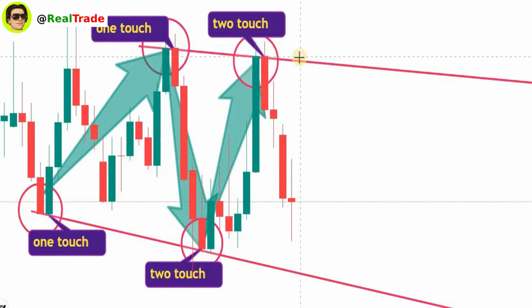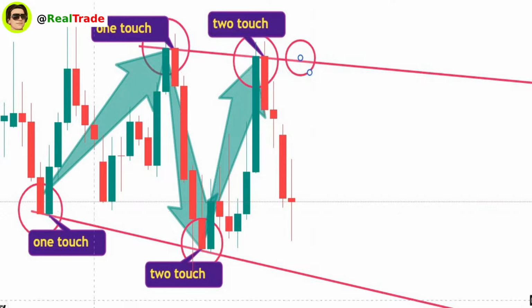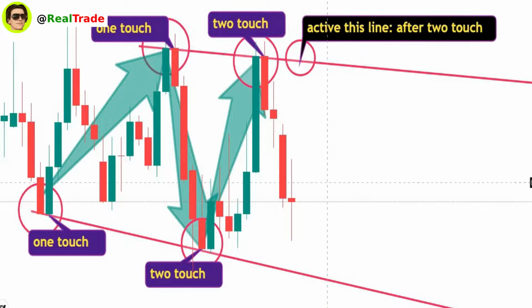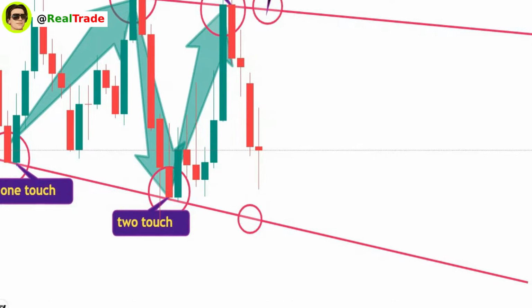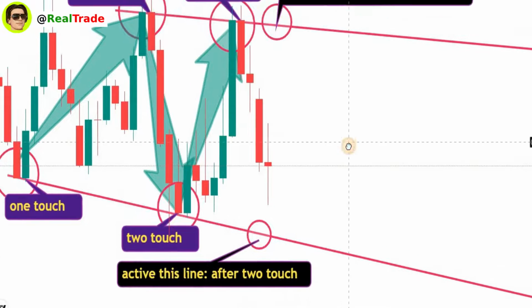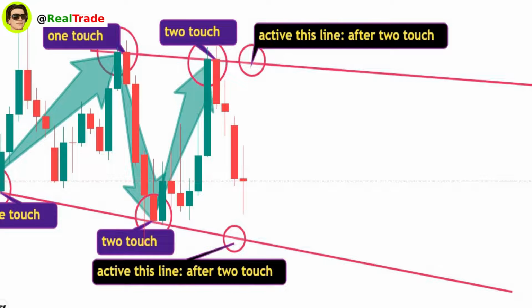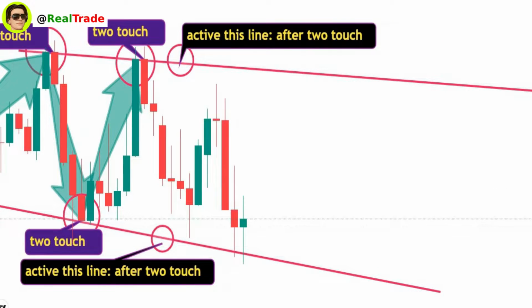Yes, after two touch, active strategy. This line active this line after two touch. Yes, continue. And downline is active because it has a two touch. Continue. Please look at the candle. Yes.